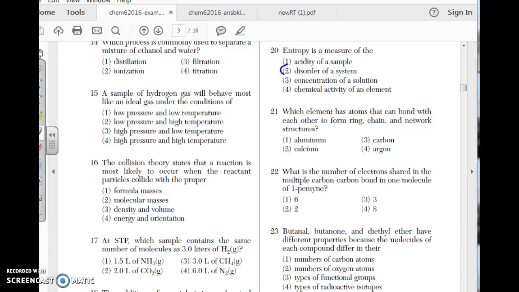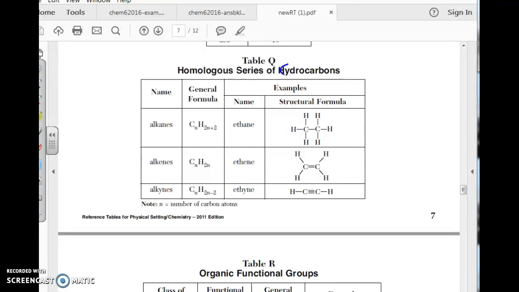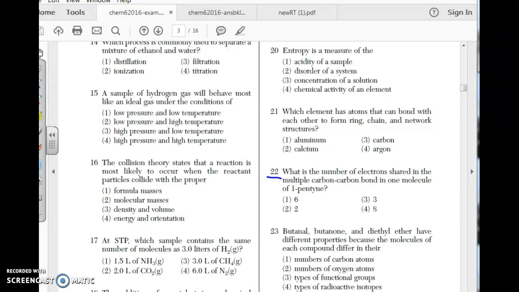Number 22, what is the number of electrons shared in the multiple carbon-carbon bond in one molecule of pentyne? Well, whenever you're dealing with hydrocarbons, I recommend you go directly to Table Q. Pentyne is an alkyne, and if you know that all alkynes have to have a triple bond, that's the multiple bond that they're talking about. Since it's a triple bond, be careful. The answer is not 3, because they're not asking about the number of bonds, but the number of electrons. We have 3 bonds, and we know that there are 2 electrons per bond. That means 6. Choice number 1.